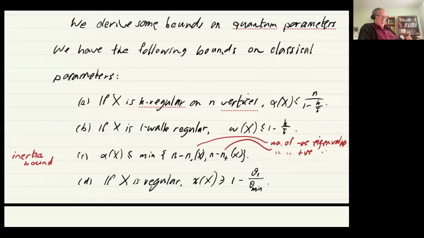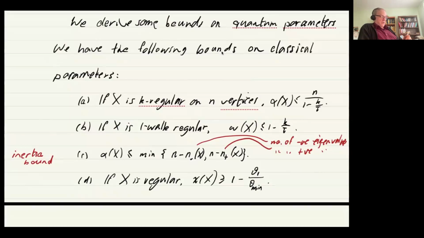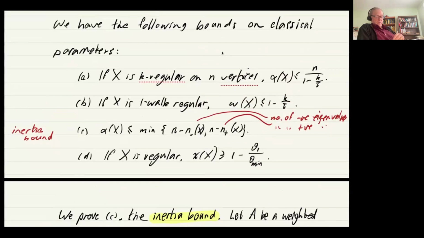Now, there's a couple more bounds. I want to talk about what's called the inertia bound on alpha(X). It states that alpha(X) is at most the minimum of the number of non-positive eigenvalues and the number of non-negative eigenvalues. So the Petersen graph, for example, its eigenvalues are 3, 1 with multiplicity 5, and -2 with multiplicity 4.